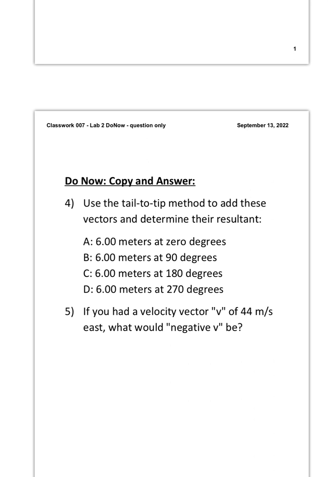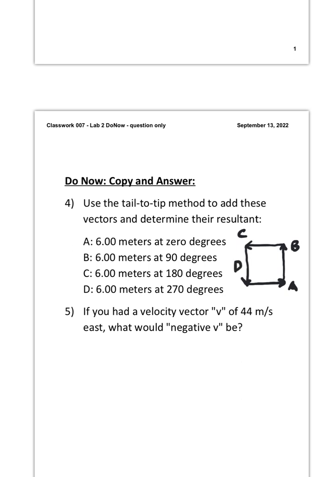Number 4, use delta tip to add these vectors and determine their resultant. You could do this graphically, but we also can do it logically. Let's sketch it out. They're all 6 meters, and we have 0, 90, 180, and 270, going around in a circle. So 6 meters at 0 degrees, that would be to the right, we'll call that A. Then 6 meters at 90 degrees, same length but straight up, we'll call that B. Then 6 meters at 180 degrees, to the left, that would be C. And then 6 meters at 270 degrees, and we wound up back where we started.